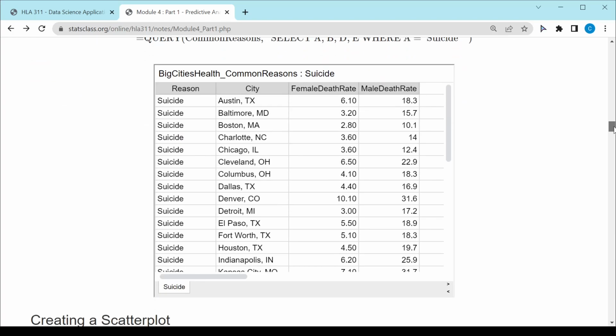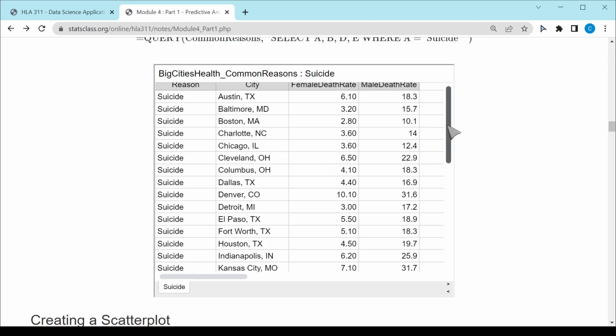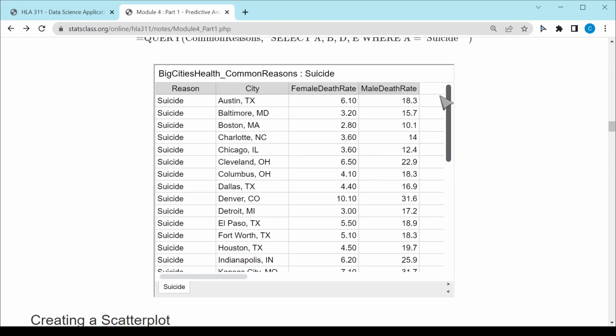So again, what I want to do here is understand the relationship for female death rate and male death rates. And these are deaths due to suicide. And again, for these 35 cities here. These numbers again are number of deaths per 100,000 people, age adjusted.